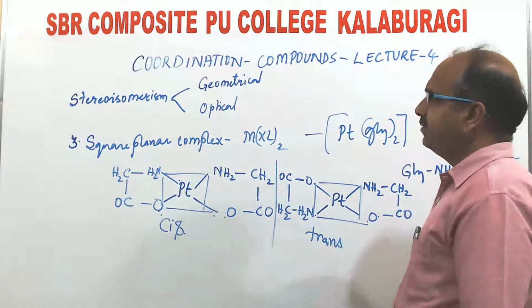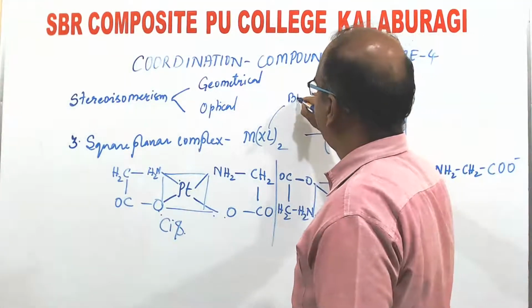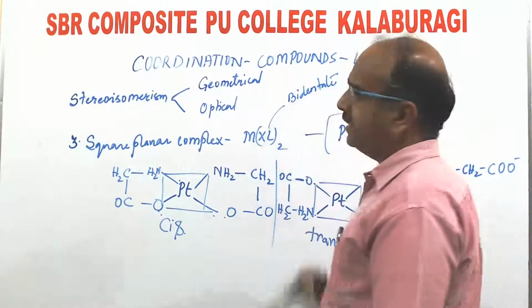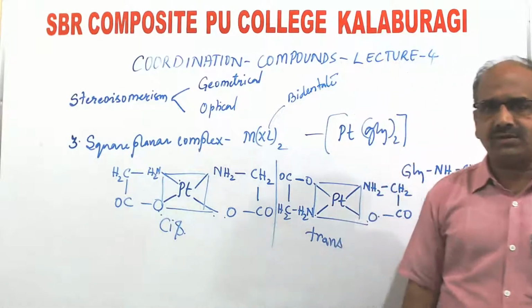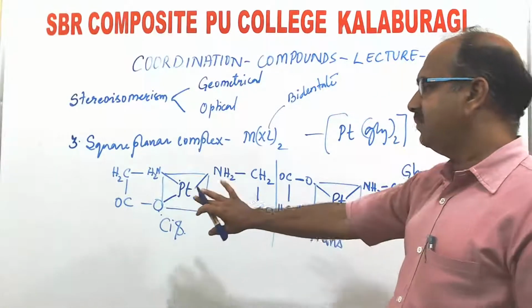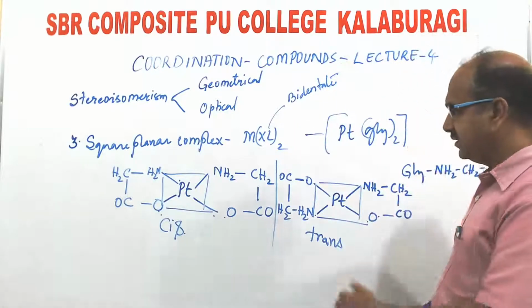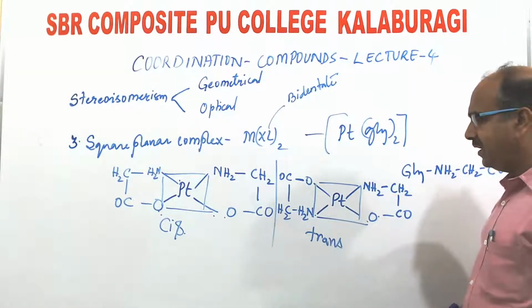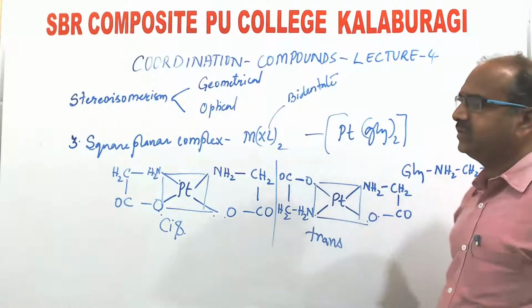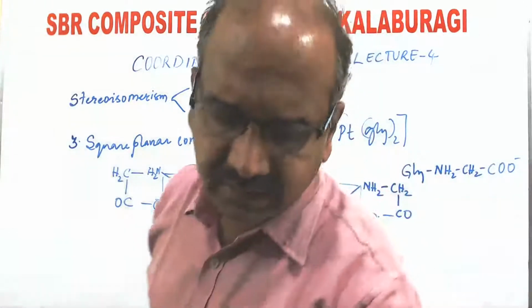So this type, it is a bidentate ligand. Whatever XL is there, it is bidentate. Bidentate meaning it donates two pairs of electrons, and this is how it can be cis when both oxygens are on the adjacent side, and it will be trans if the oxygens are in the opposite, or the nitrogens are also in the opposite.